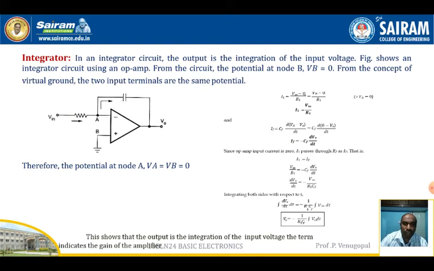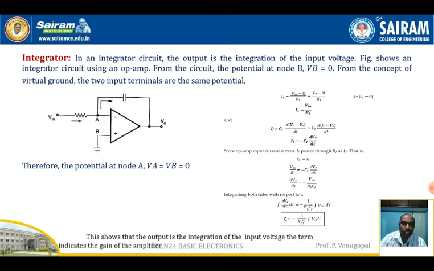IF is equal to CF into dV by dt. Since V is nothing but VA minus V0 here, IF becomes CF into d of (VA minus V0) by dt, and VA is equal to 0 according to the virtual ground concept. You can write IF equal to CF into d of (0 minus V0) by dt, that is, IF equal to minus CF into dV0 by dt. Since the operational amplifier input current is 0, I1 passes through the capacitor as IF, that is I1 equal to IF, which means Vin by R1 is equal to minus CF into dV0 by dt.